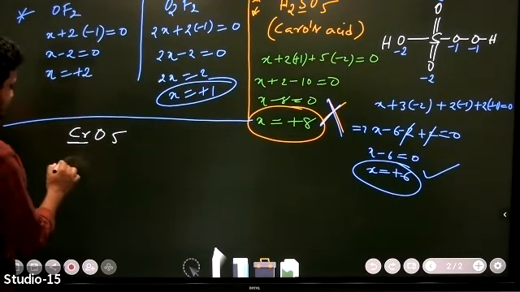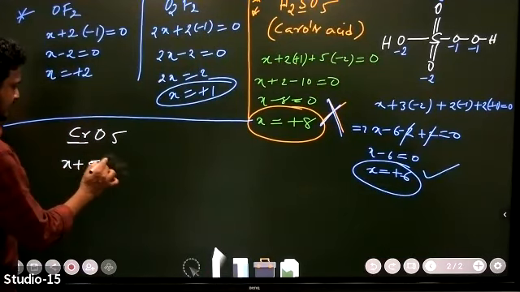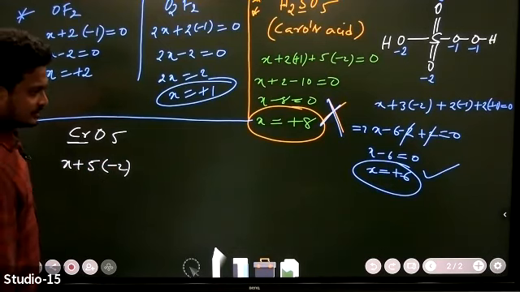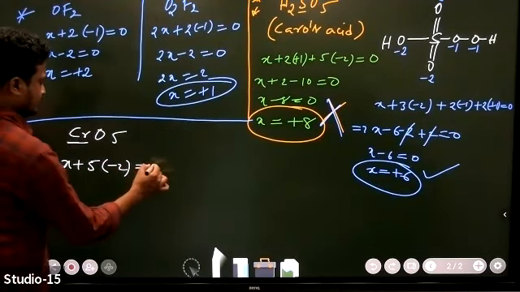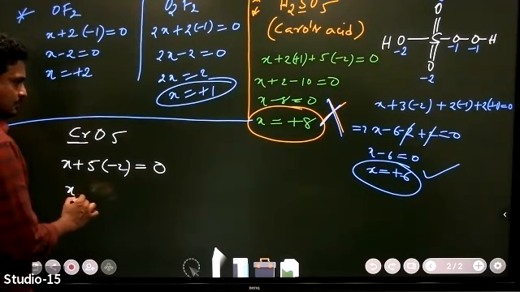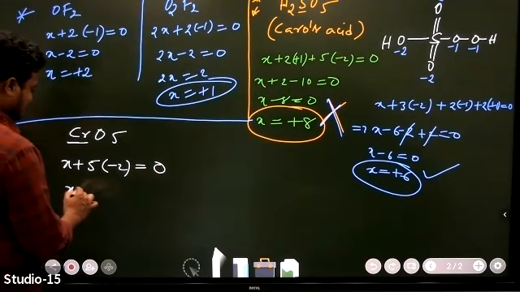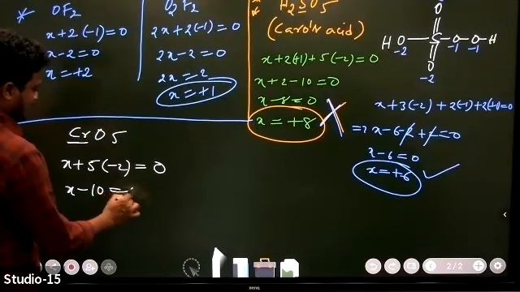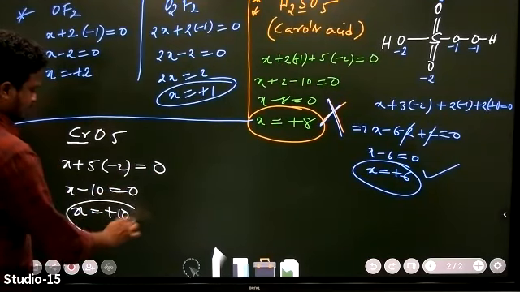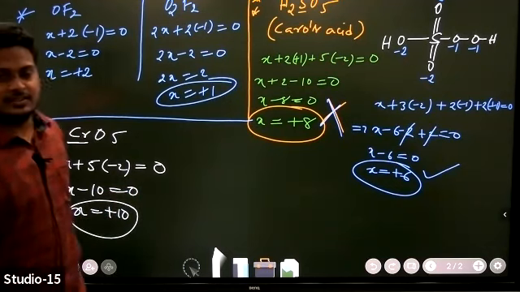Taking Cr as X: X plus 5 times -2, since in common oxides oxygen shows -2 oxidation state, is equal to 0. X minus 10 equals 0, so X equals +10. But what is the highest oxidation state in the periodic table?